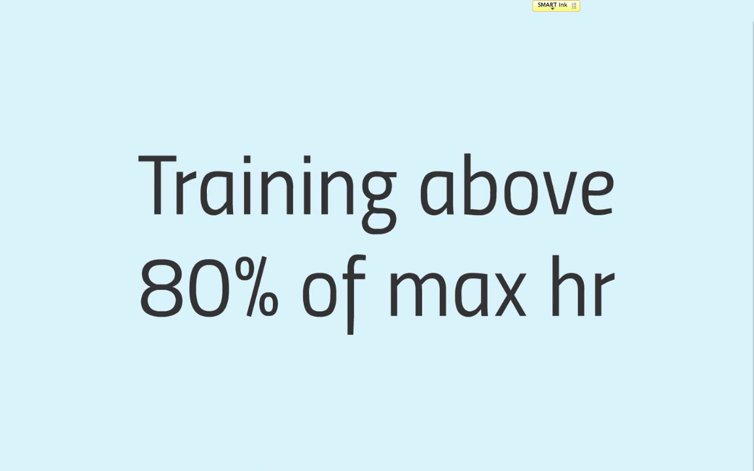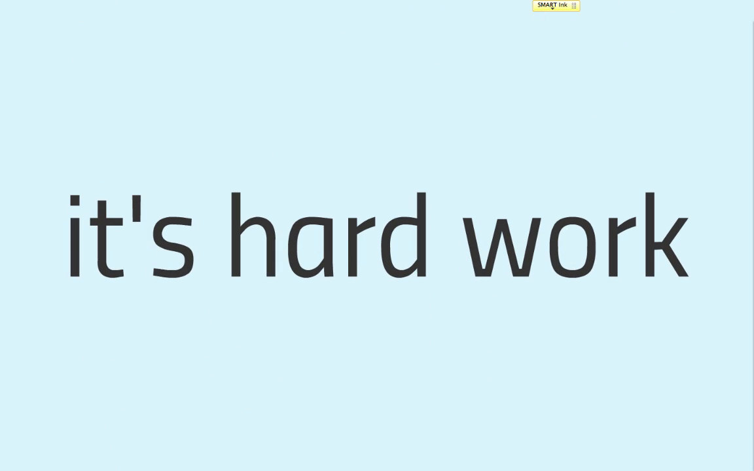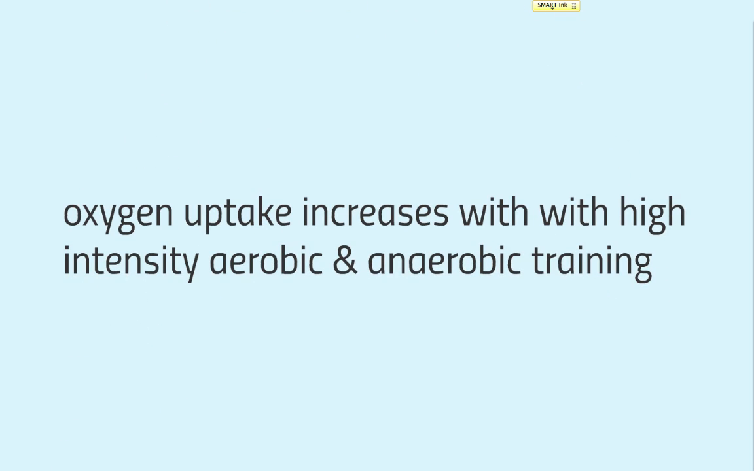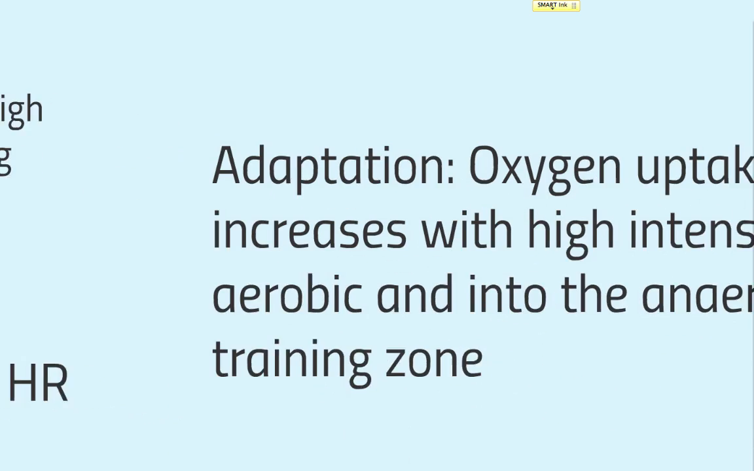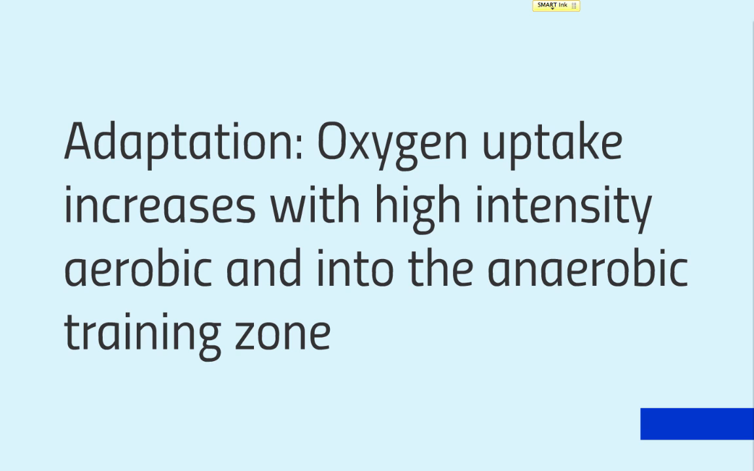Training is crucial, however. Aerobic interval training leads to VO2 max improvement. To be even more specific, to improve oxygen uptake or VO2 max requires anaerobic interval training, which leads to the highest increase in VO2 max. This is aerobic training at 80% of maximum heart rate. It can be increased, but it's hard work. The physiological adaptation for oxygen uptake is that it increases with high intensity aerobic/anaerobic training.